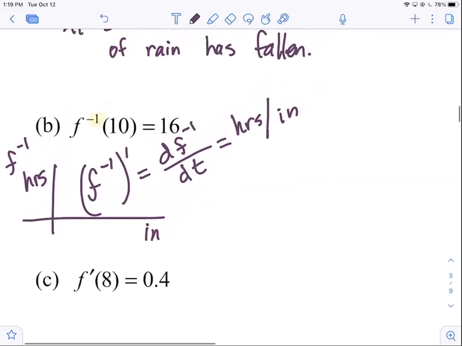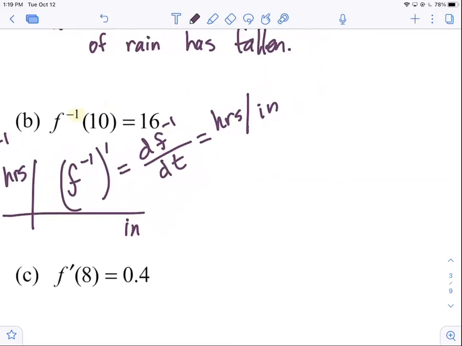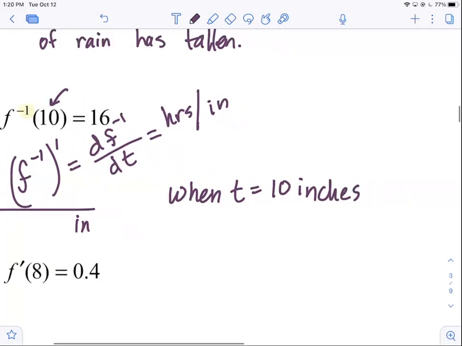All right, let's answer this question now. F inverse of 10, what does 10 represent? Inches, okay? So how about when t equals 10 inches? I have to use t, right? F inverse of t. When t equals 10 inches. Could you also say when 10 inches of rain have fallen? Yeah, you can. That's more words. But when t equals 10 inches, I better spell it out. You can abbreviate inches in the sentence. Comma, what does 16 represent?